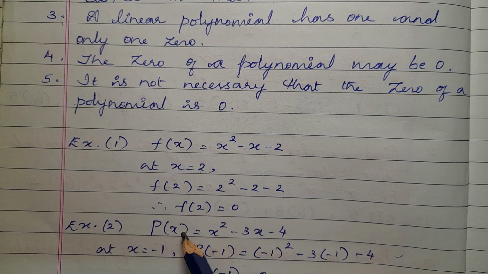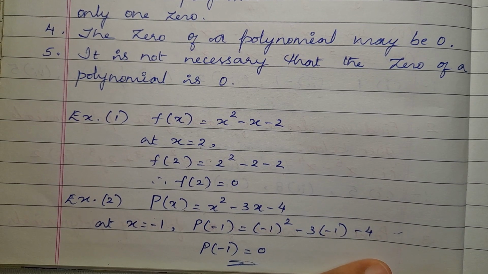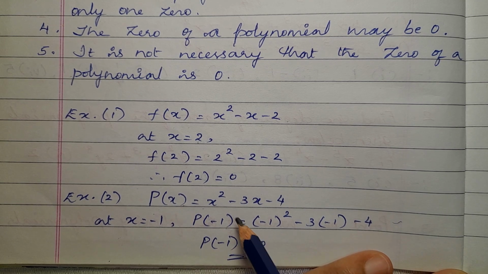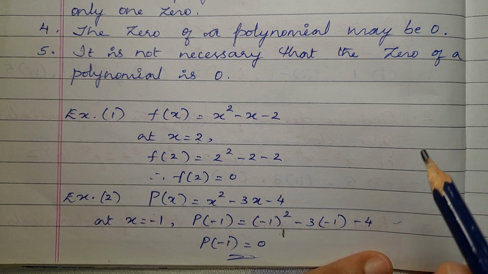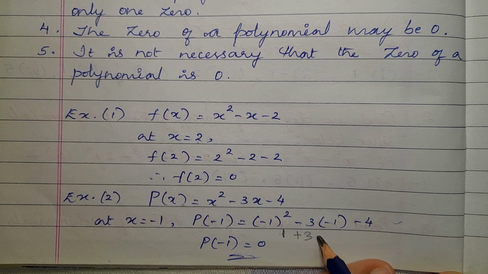Example 2. P of x equal to x square minus 3x minus 4. At x equal to minus 1, put x equal to minus 1. So p of minus 1 equals minus 1 square minus 3 into minus 1 minus 4. Minus 1 square is plus 1, because 2 is an even number: minus 1 into minus 1 is plus 1. Minus into minus is plus, 3 ones are 3, and then minus 4. So 1 plus 3 is 4, and 4 minus 4 is 0. So p of minus 1 is 0.